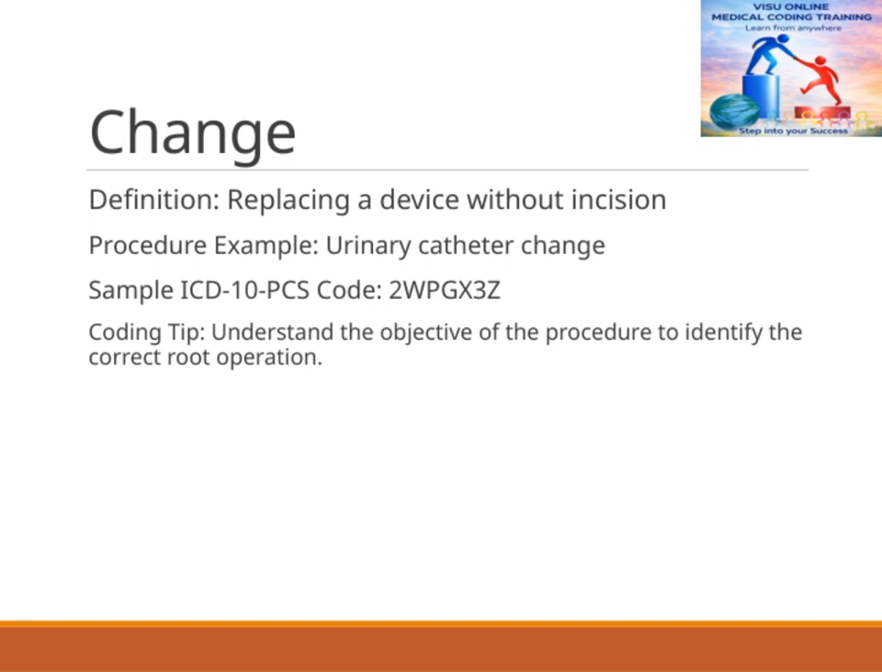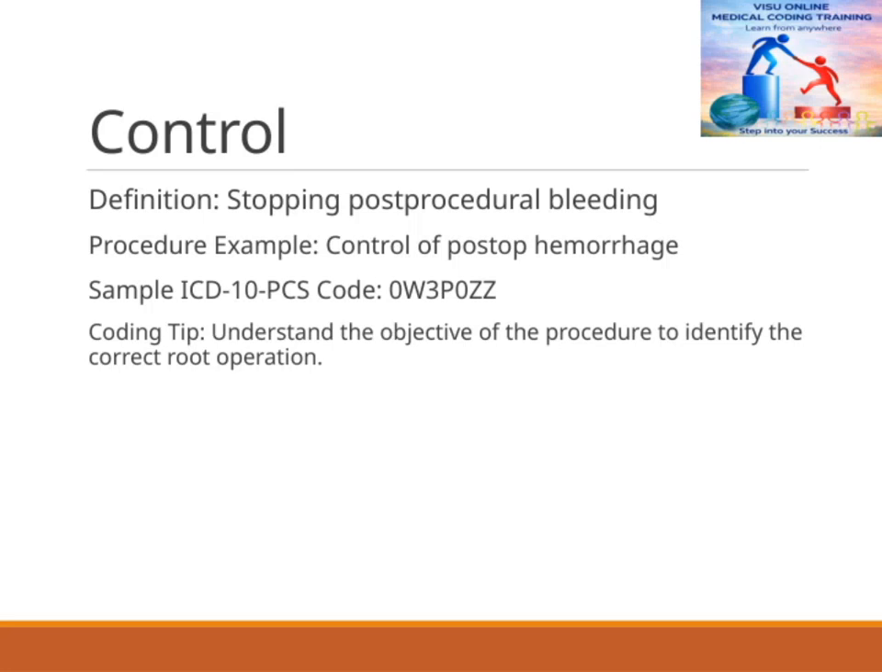It's essential to understand the objective of the procedure to select the correct root operation. In this case, the root operation is change, because we're replacing the device without incision. Remember, grasping the purpose of the procedure helps ensure accurate coding, which is crucial for proper documentation and billing. This slide ties into the overall theme of understanding different procedural approaches and selecting the right codes based on the specific actions performed. Now let's look at slide 5, which focuses on the concept of stopping post-procedural bleeding.